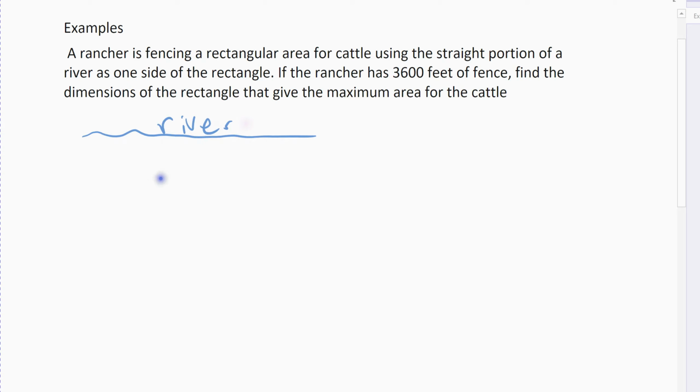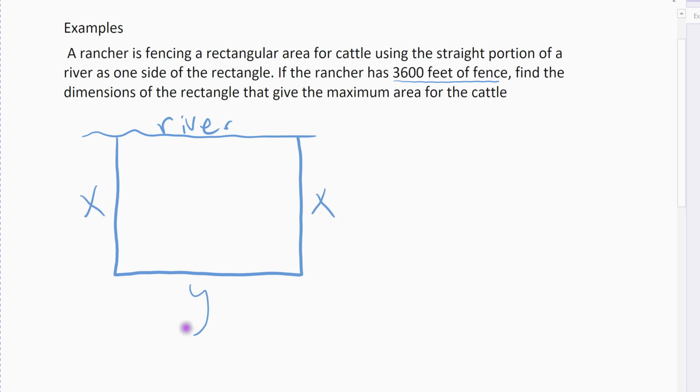Alright, so I'm setting up the rectangular angle for the cattle, where one side is the river side, so he's not going to need any fence here. Then he has the fence that goes, so there's his fence. And he has 3,600 feet of fence. One side is the river, so he only needs fence on both of these, which are the same distance. Those would be the vertical sides, and that would be the one parallel to the river.